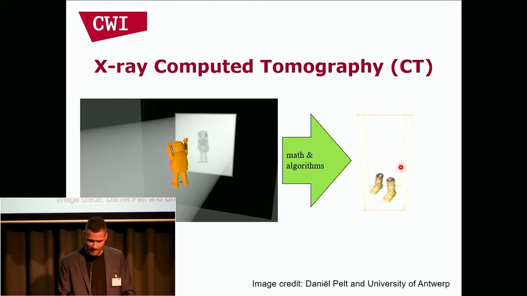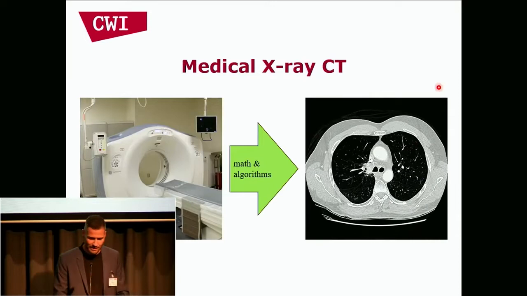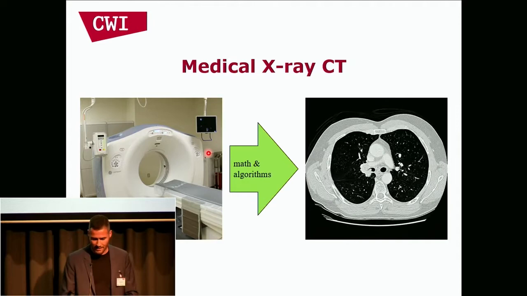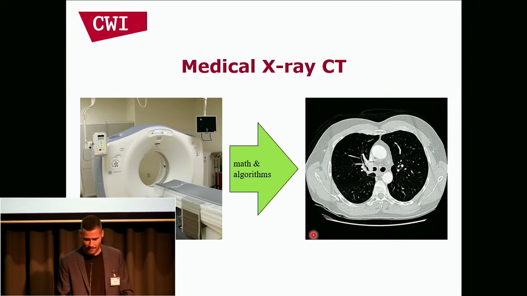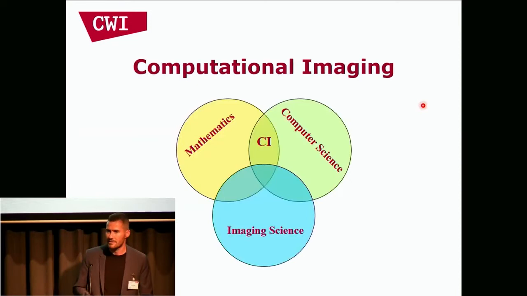This is the setting from which you might be more familiar with this. This is a medical CT scanner where we have the same sort of physical principle. Then computational algorithms, pretty much the same ones, will give the medical doctor a nice image of the interior of the patient. And now our field, computational imaging, is the precise science of how we compute these nice images.